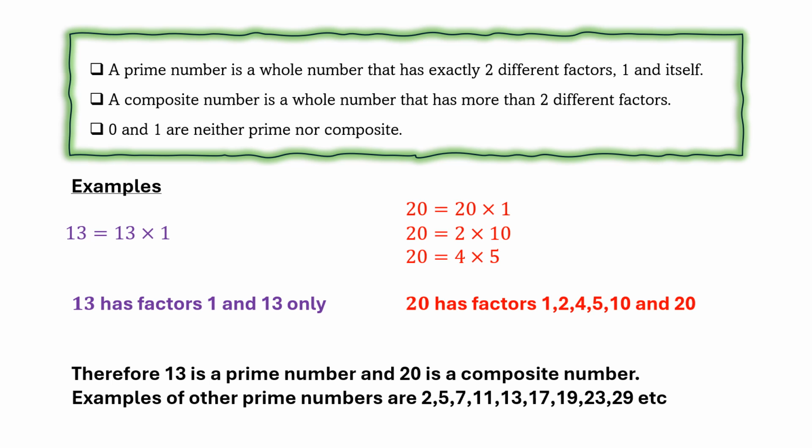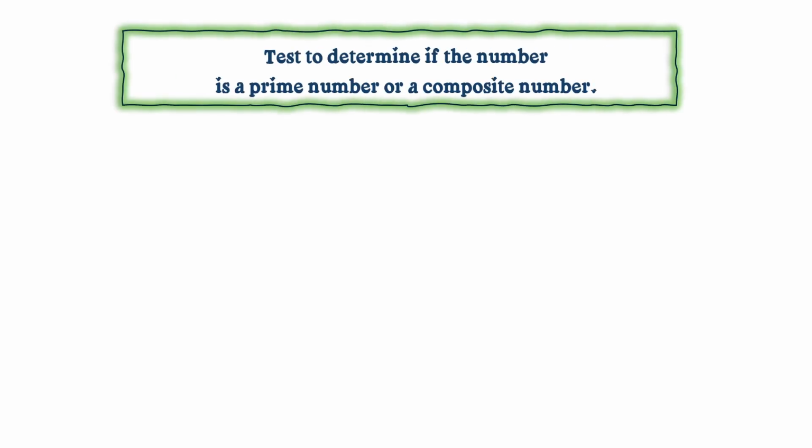So examples of other prime numbers are 2, 5, 7, 11, 13, 17, 19, 23, 29, and so on. Sometimes in the exam, you may be asked to determine if a number given is a prime or a composite number. So how are you going to test if the number given is a prime or composite number? There's actually a way to do it.